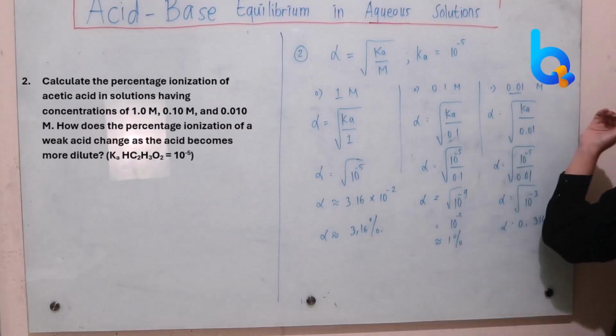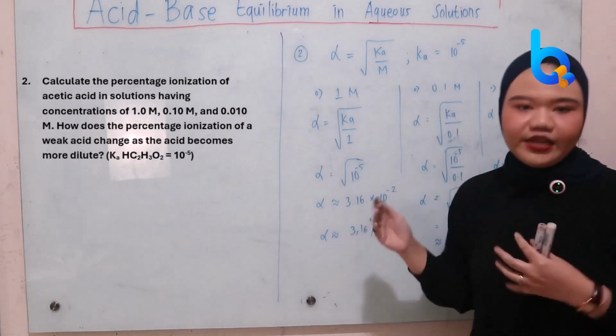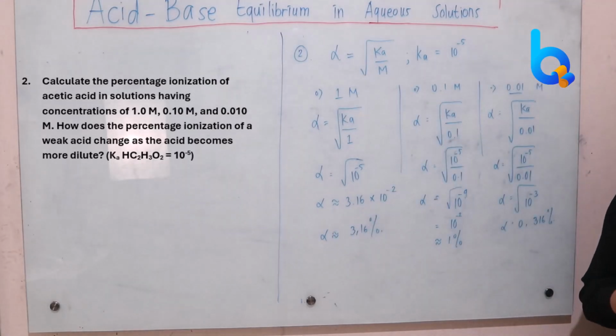And then we already know that if the concentration decreases, it also impacts the percentage ionization. So when the concentration increases, the alpha would be increased too. Okay, we will move forward to the next question.